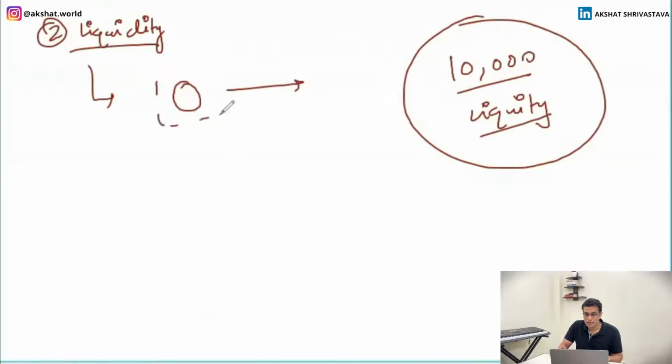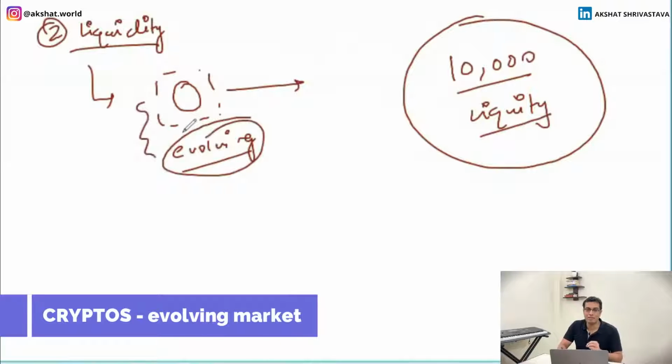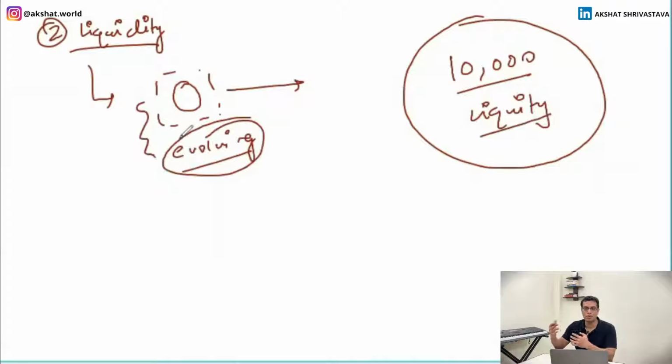Now in cryptos, it's an evolving market, right? Irrespective of which platform you pick, this is a systemic viewpoint right now. This is an evolving market. Every day the market size keeps on growing, and after 10 years, if this market becomes like this big, automatically the money becomes 3 times, 4 times, 5 times, right?